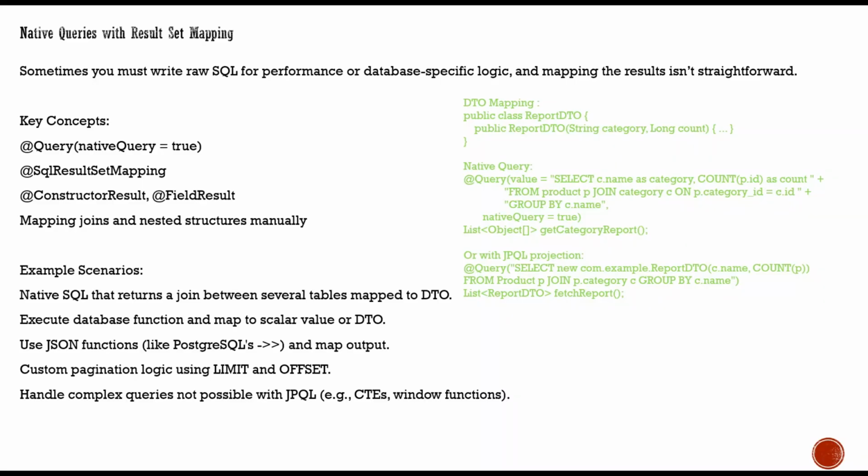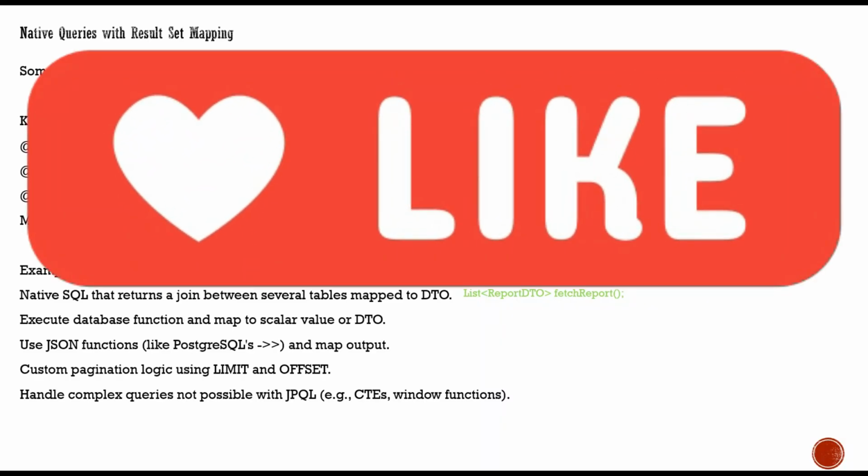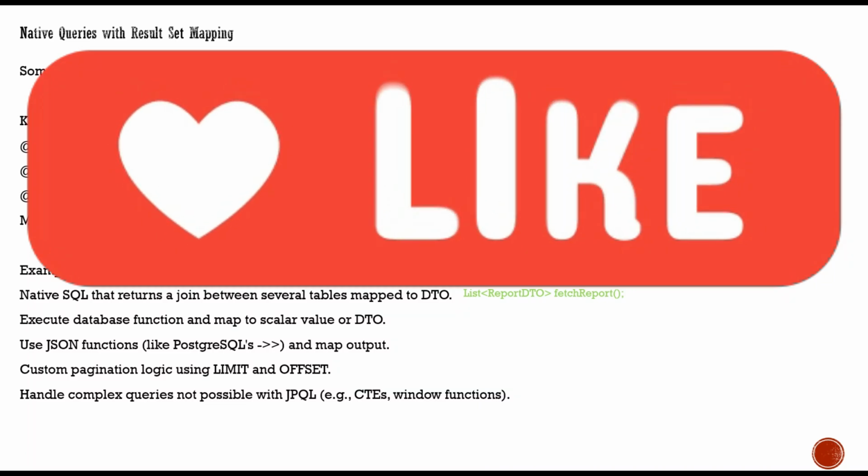Okay, on the right side if you see, I have written the repository DTO, and in the native query I have written the complex query, with nativeQuery equal to true. Or you can make use of a JPA projection as well, for simpler things.